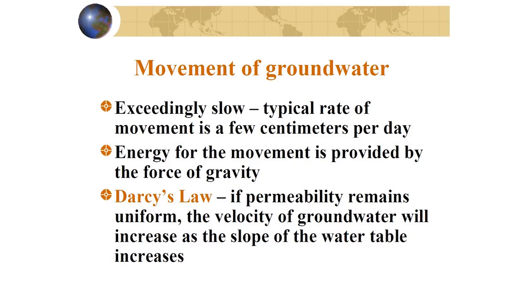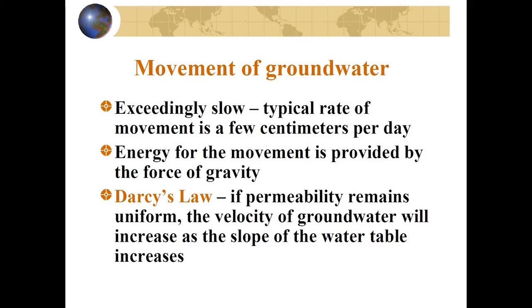If permeability remains uniform, the velocity of groundwater will increase as the slope of the water table increases. We can say it in different ways. We will see that in detail in the coming lecture.